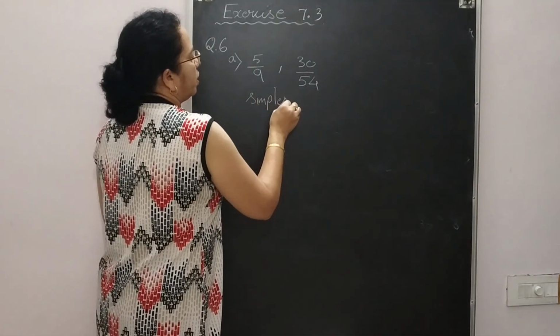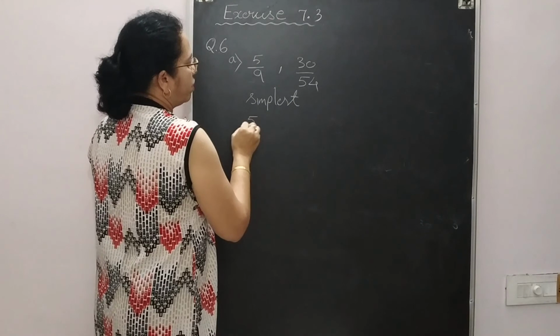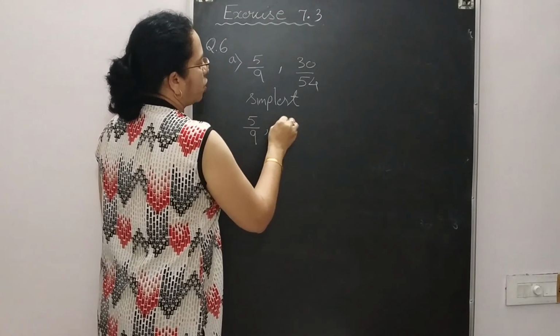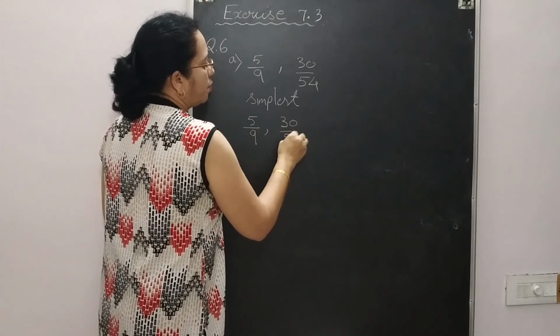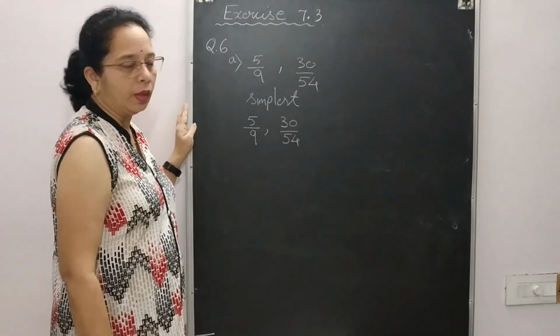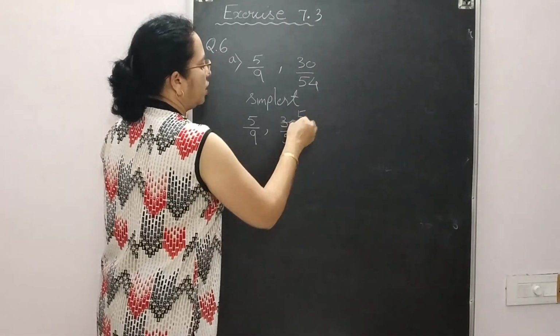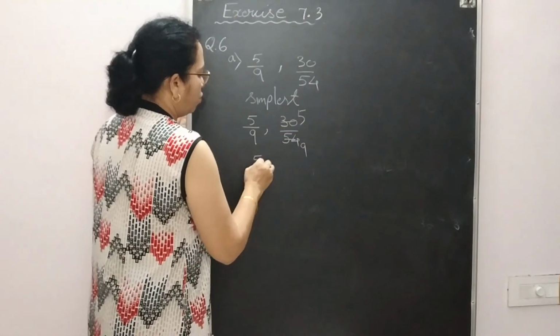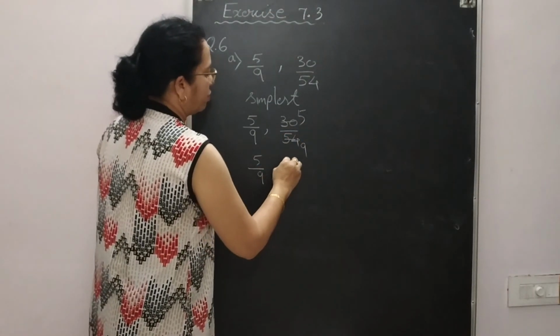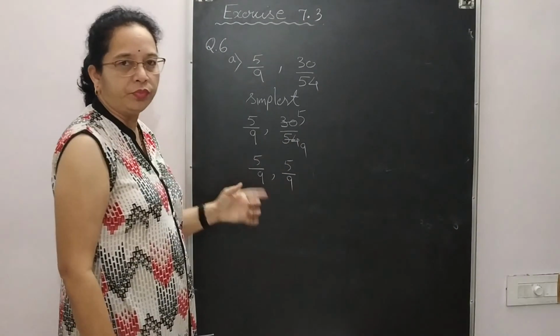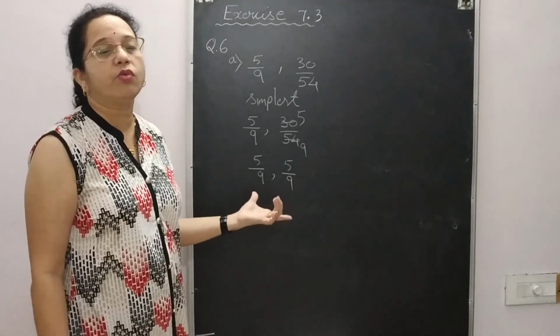You can convert into simplest form. So 5 upon 9 is already in simplest form. Convert this 30 upon 54. So these two numbers are divisible by 6. 6 5s are 30, 6 9s are 54. You can say 5 upon 9 and 5 upon 9 both are same. It means they are equivalent fractions.